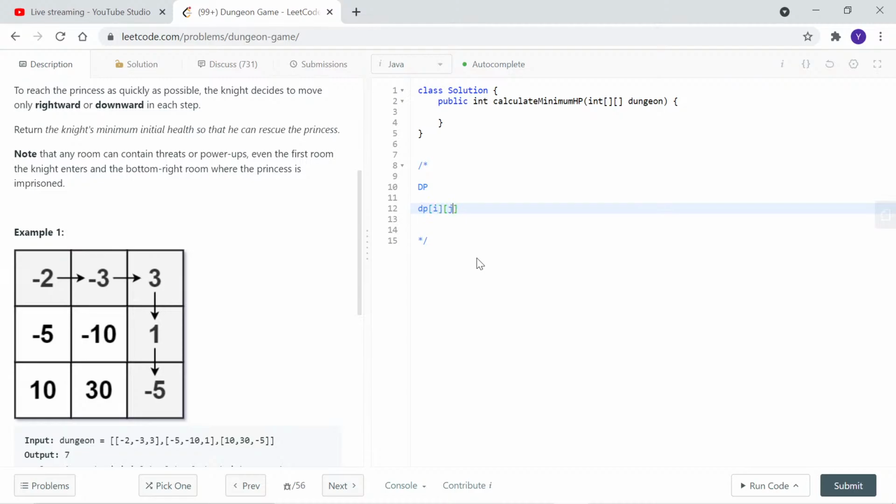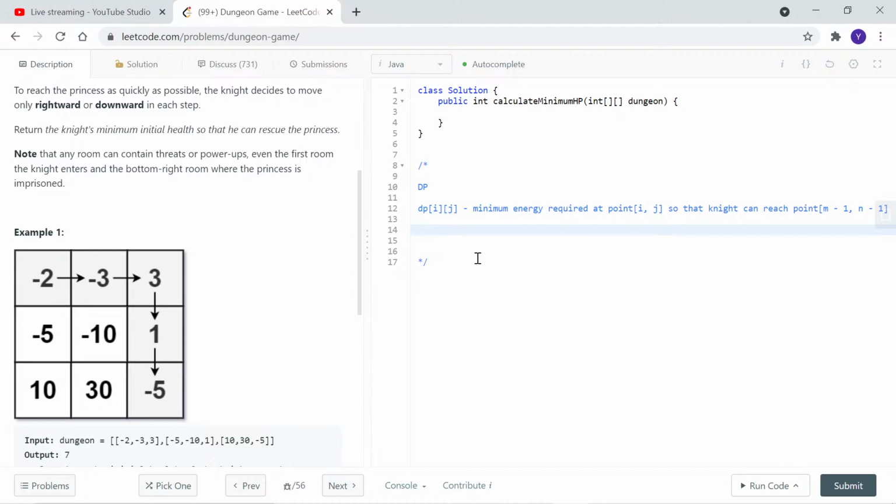We can define dp[i][j] as the minimum energy required at the point i, j, so that the knight can reach point m-1, n-1.